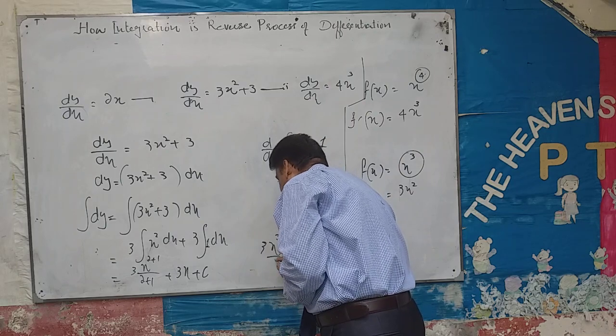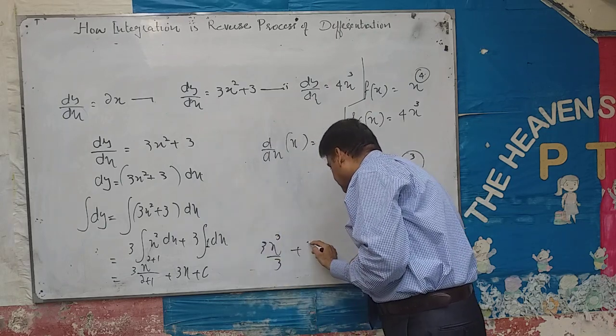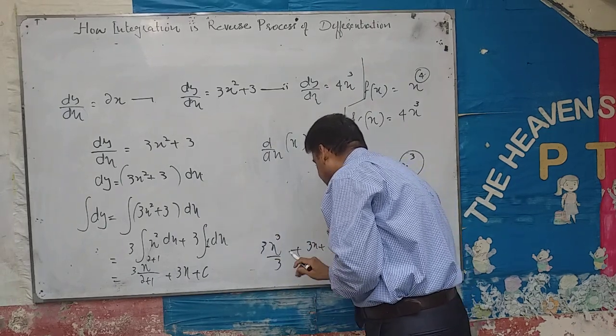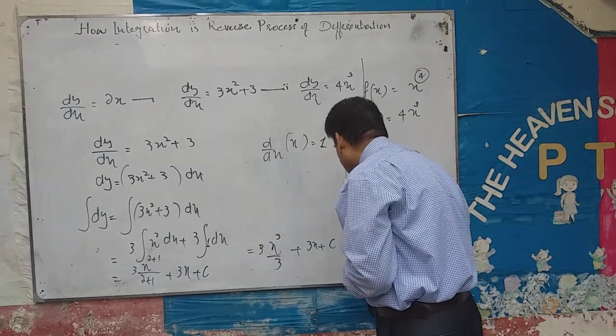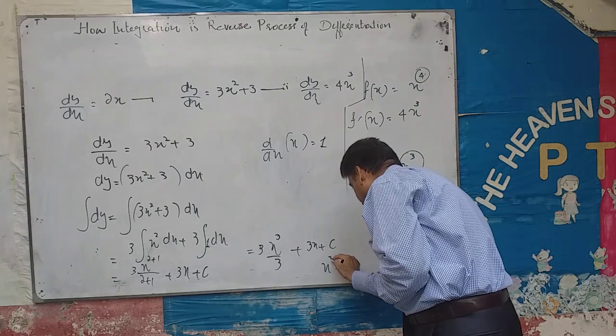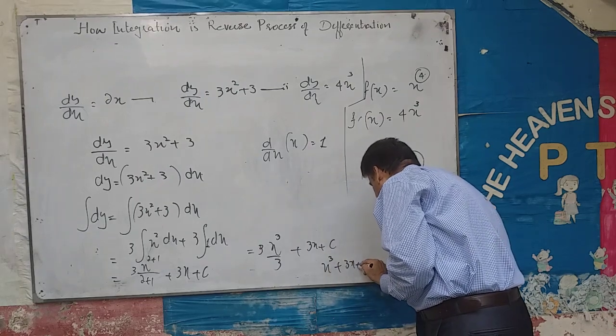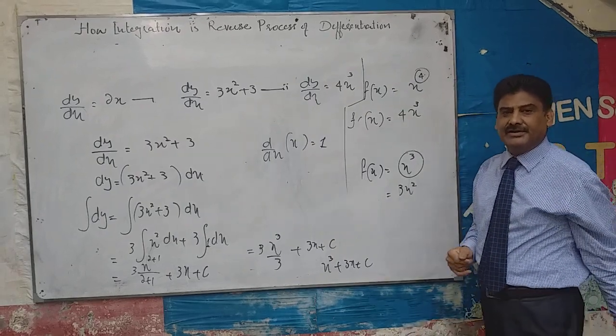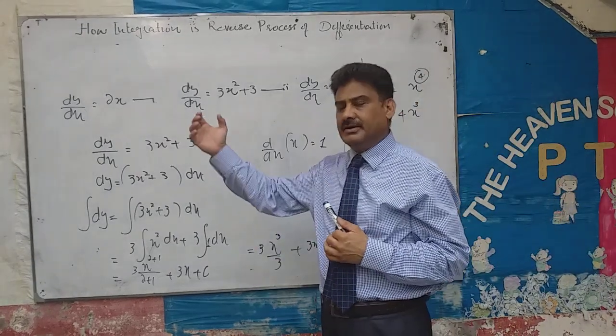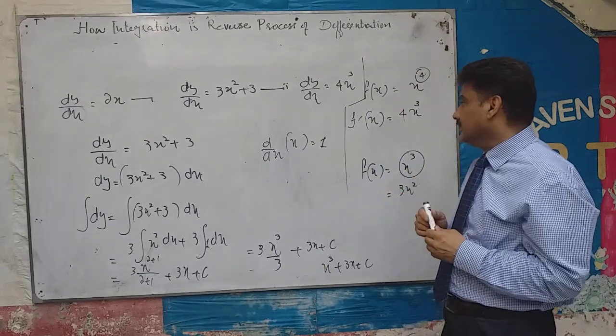3x cubed by 3 plus 3x plus c. After cancellation we get x cubed plus 3x plus c. This c is a constant. We have to add this constant in an integration problem from our side.